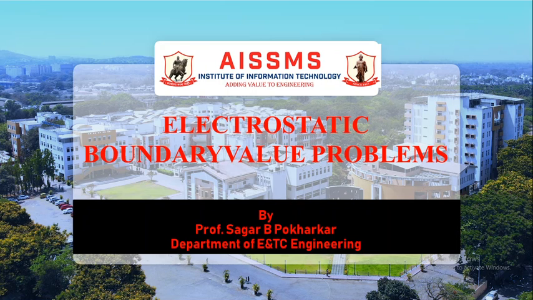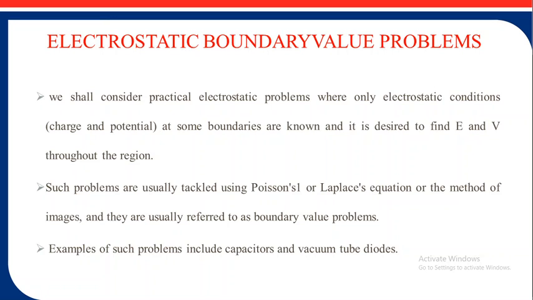So today I will give the introduction about the electrostatic boundary value problems. In previous units we found E bar, D bar, V or any other electrostatic quantity by using either Coulomb's law or Gauss's law. But we shall consider a practical electrostatic problem where only electrostatic conditions, that is charge and potential at some boundaries, are known, and it is desired to find E and V throughout the region. In such cases we cannot apply Gauss's law or Coulomb's law.